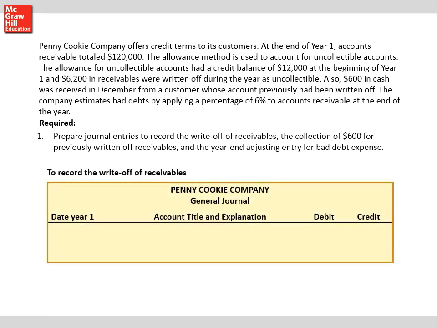First of all, to write off receivables under the allowance method, so this is an actual bad account, we decrease the contra account, allowance for uncollectible accounts, and credit accounts receivable. So we're doing nothing with bad debt expense when there's an actual write-off. Bad debt expense is only affected during estimating.